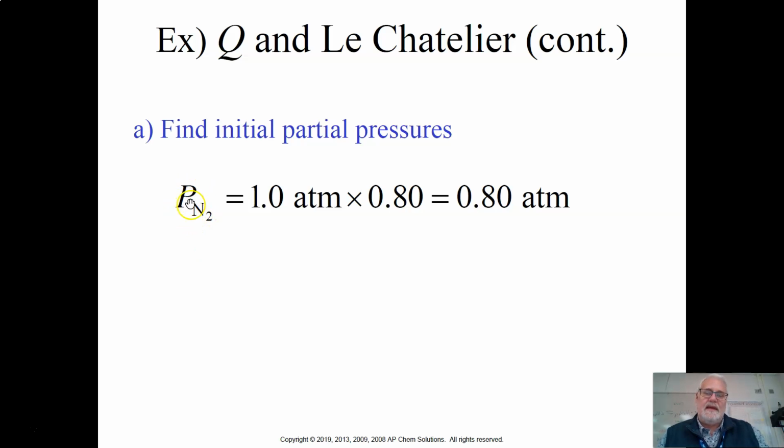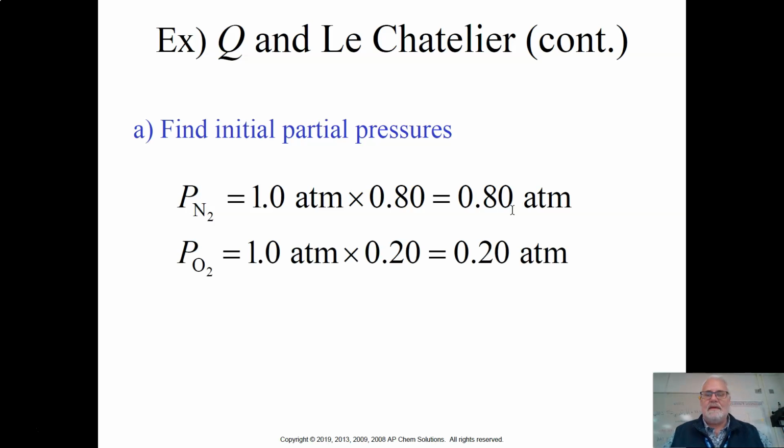So just say P sub N2, or you can write the partial pressure of nitrogen gas. I prefer this little formula. Tells a lot, doesn't it? 1.0 atmospheres times 0.8, that's your percent, and that is your partial pressure of nitrogen. Basically, on your average day, that's going to be your partial pressure of nitrogen in the atmosphere.